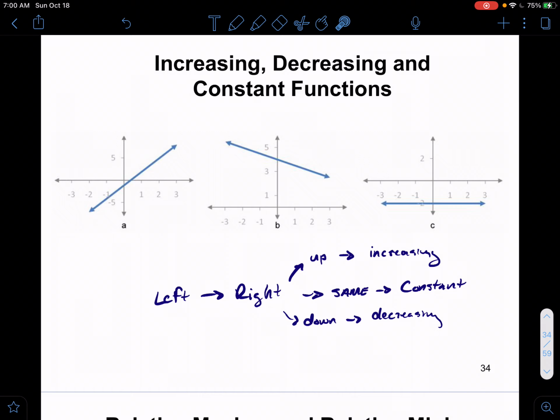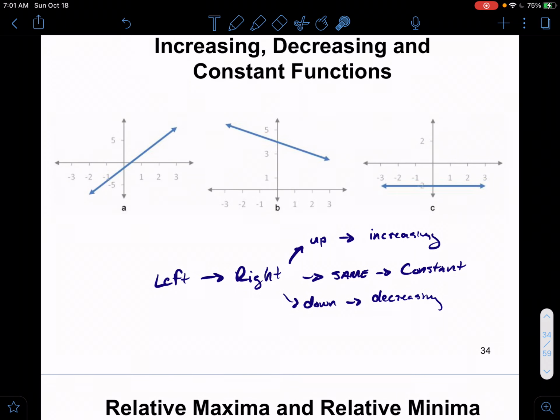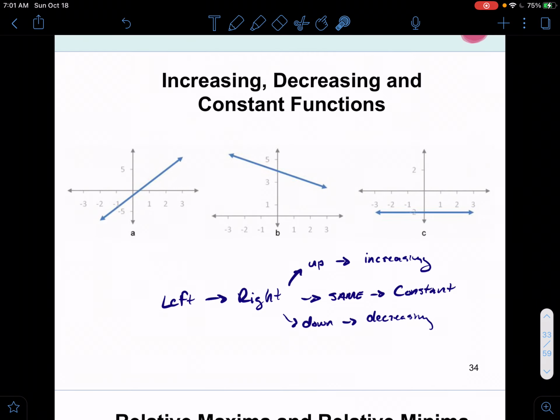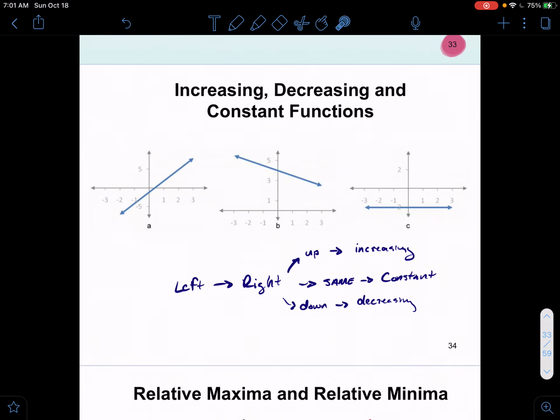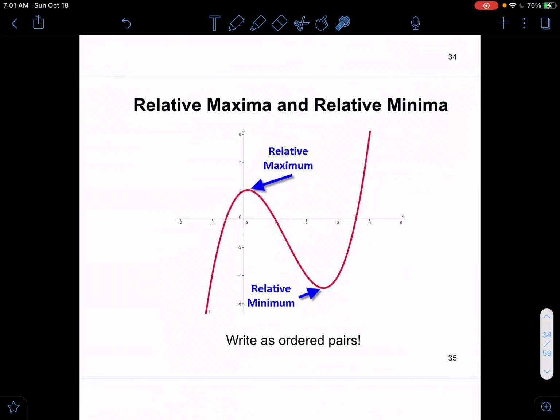Now, in these three graphs that you've seen here, throughout the entire graph, it was either increasing, constant, or decreasing. It never changed in the middle, and that's kind of abnormal for the graphs that we're going to be looking at. So we'll see some changes, and you're going to see graphs that are going to have sections of increasing, sections of decreasing, and even sections of constant.